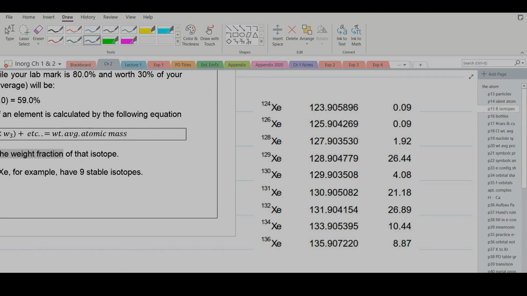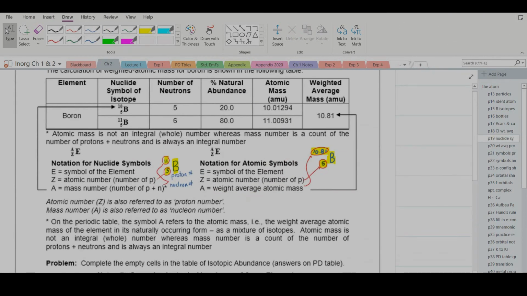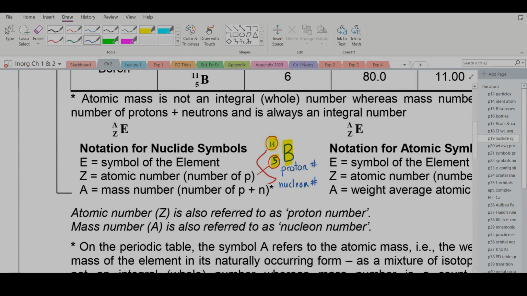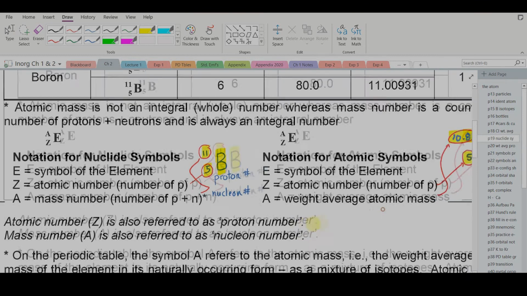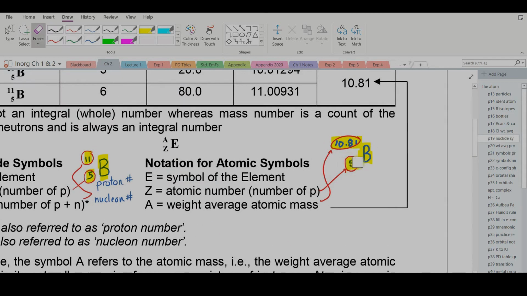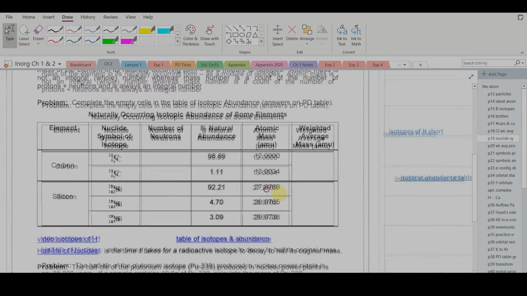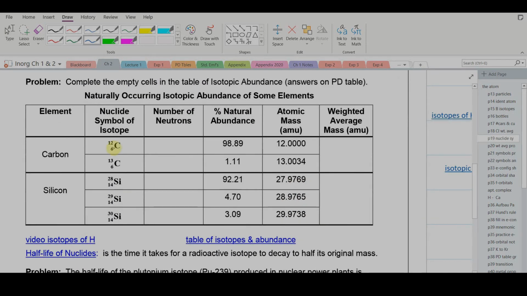Let's move ahead to page 19. All right, so this is again kind of a wrap-up. We mentioned there's a notation for nuclide symbols, which has the nucleon number on top, the proton number on bottom, and not to be confused with the notation for atomic symbols, which has the proton number on the bottom and the weight average atomic mass on top. I have here an exercise for you to do. I'll let you do it. I've given you the percentage abundance of the isotopes of carbon and also for silicon and their atomic masses, and you can calculate the weight average atomic mass of each and check your answers on the periodic table.